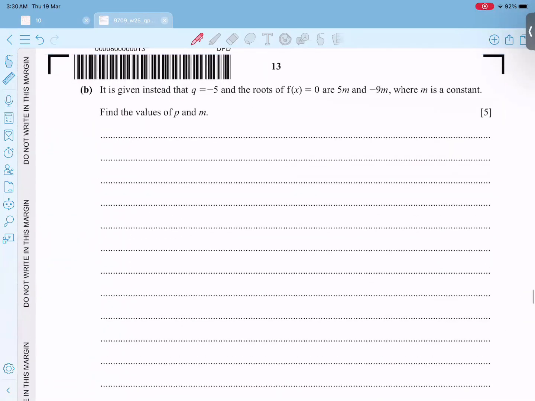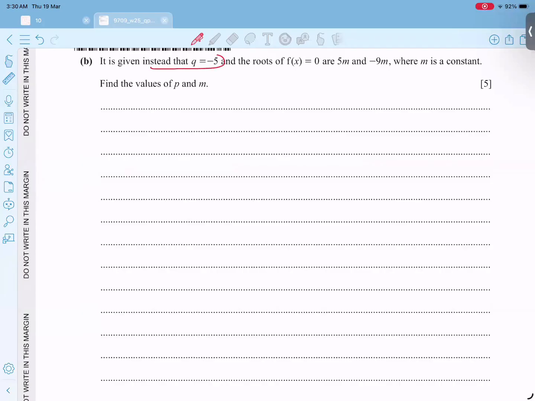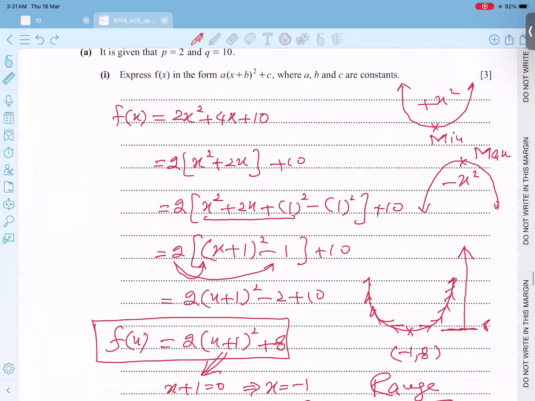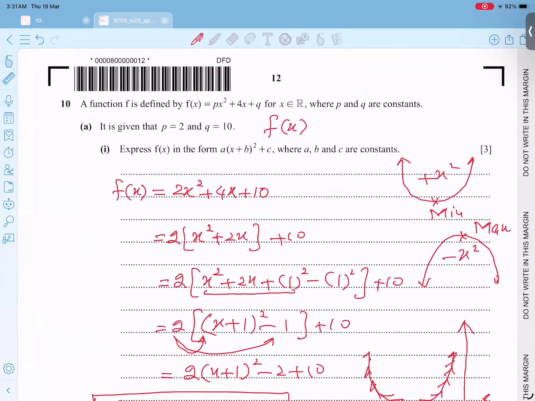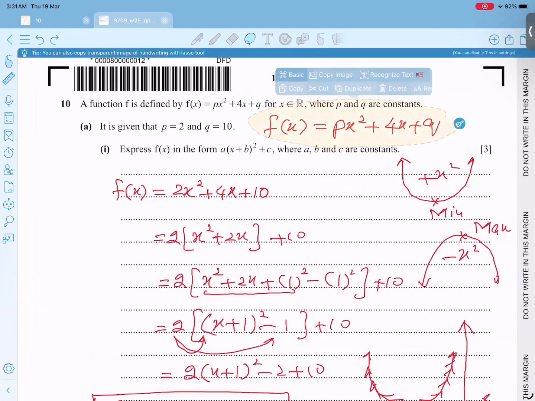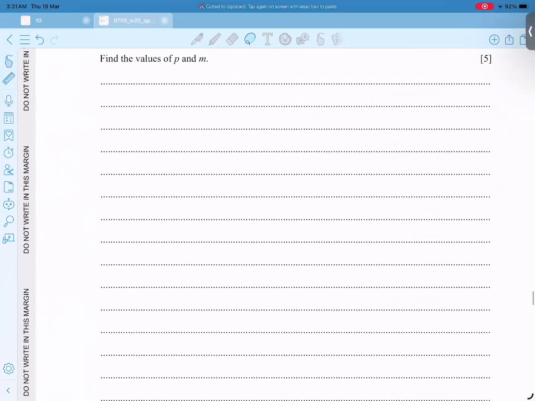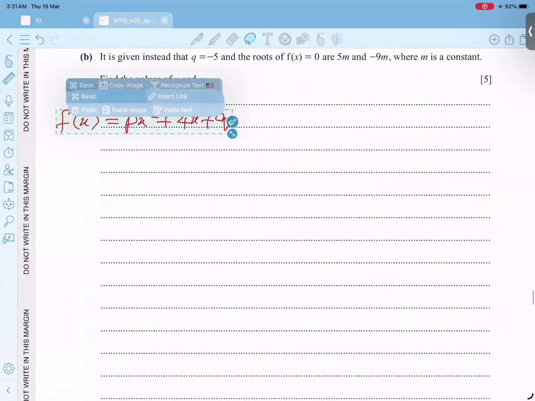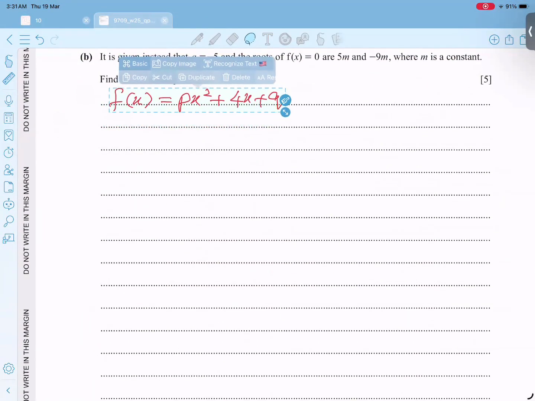Part b we have, it is given instead q is negative. Now he changed the plan, and he said the roots of this are this and this, two roots given, and m is a constant, find p and m. So first of all, I have to bring that equation down. Which equation? f of x equals px squared plus 4x plus q. This equation I'm taking from here. So I cut this equation from here, and I'm going to bring it down.